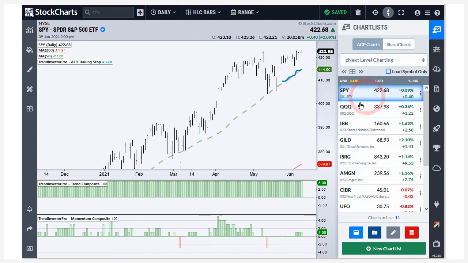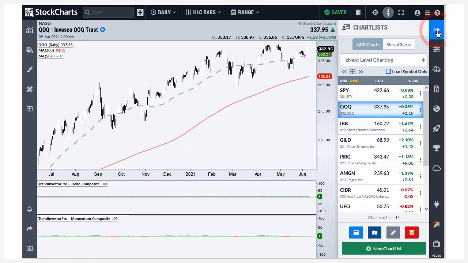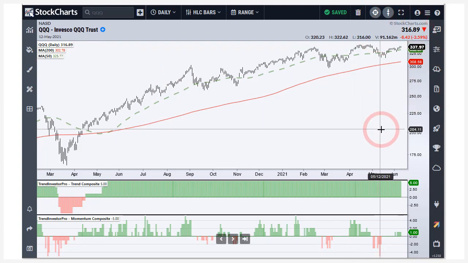Now I'm going to switch over to QQQ, and we've got the same indicators here on QQQ. We've got the trend composite, and it's been bullish since mid-April. And then this is the momentum composite, and it's got 5 momentum indicators, and it can go from +5 to -5. And here you can see that all 5 indicators were bearish, oversold there on May 12th for QQQ.